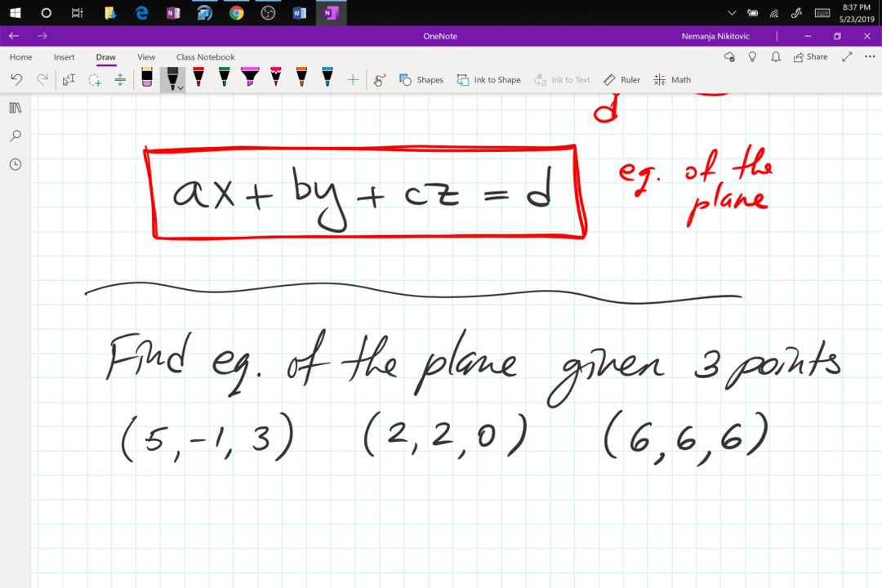So pick whatever you want to be your anchor point. And then when you compute everything, everyone's answer has to be the same at the end, because it's the same plane for everyone.